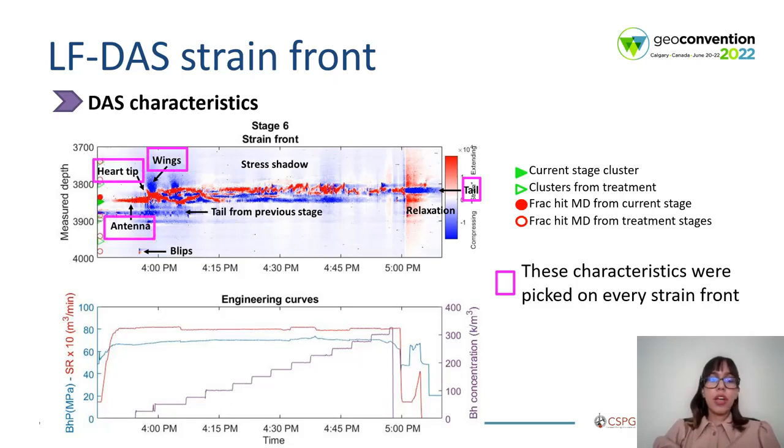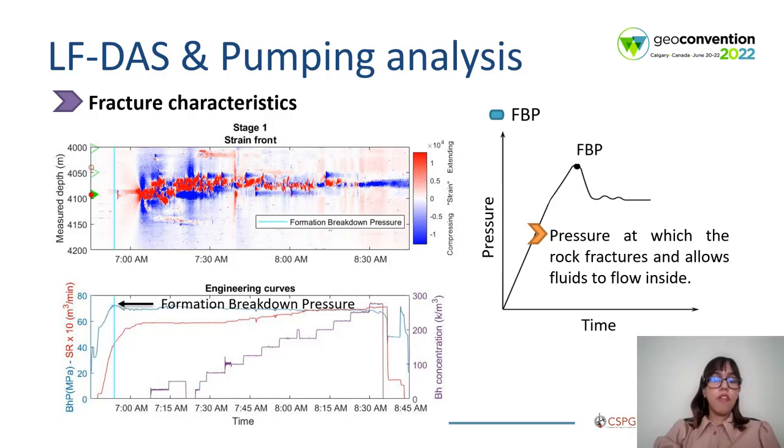The strain front characteristics in the pink boxes were picked on every strain front as they give information about the number of fractures created during the stages and the restimulation of previous stages. For the dust and pumping analysis, we first picked the formation breakdown pressure represented by the blue line.